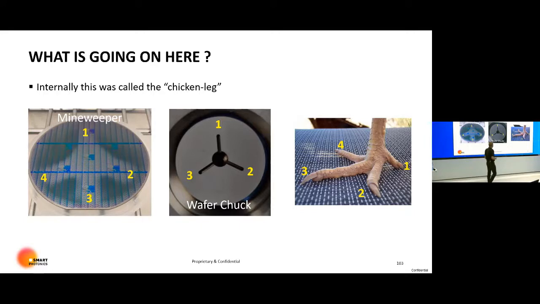Why is it a chicken leg? A chicken leg has 4 toes, and this pattern also has 4 toes. The only thing we could think of was the wafer chuck, where the wafer sits during the processing. But the wafer chuck has a distinct shape with 3, a tripod which comes up to lift the wafer on 3 pins.